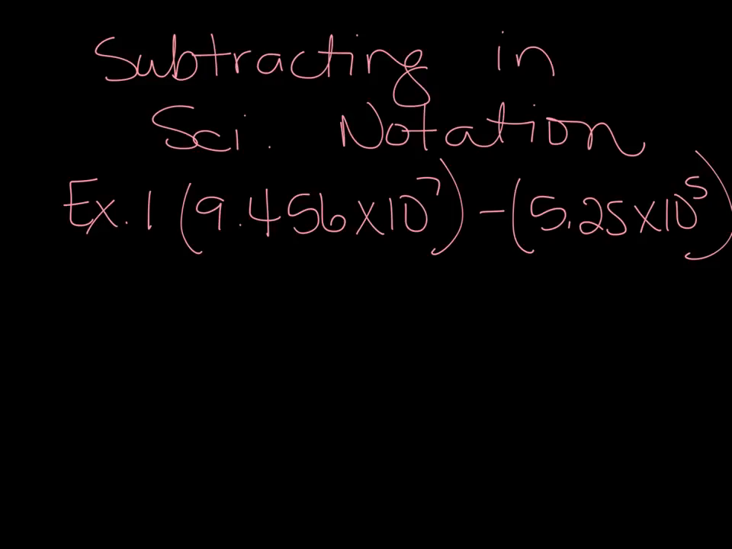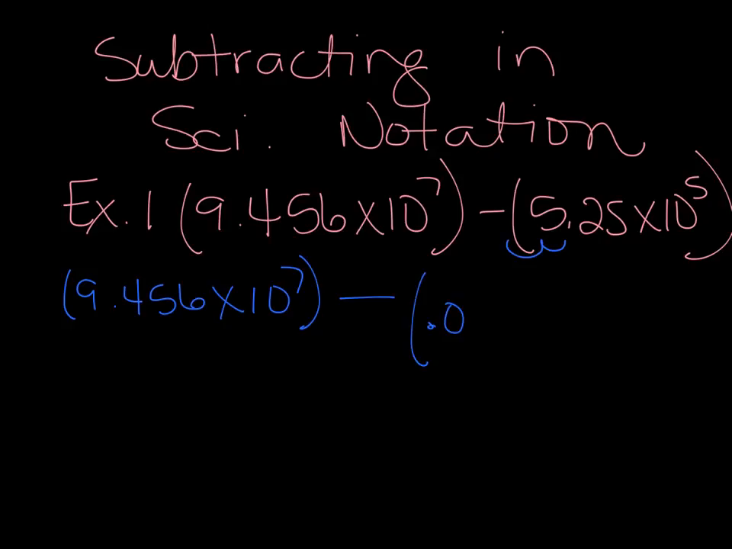Now we're ready to do subtracting in scientific notation. Process is very similar, except we're going to subtract now. So the first thing we're going to do is go to the highest power. My first number is going to stay the same, 9.456 times 10 to the 7th, minus, now the second number I need to take to 10 to the 7th, so 5 to 7 is 2. So I'm going to move my decimal 2 places to the left, again, always to the left.